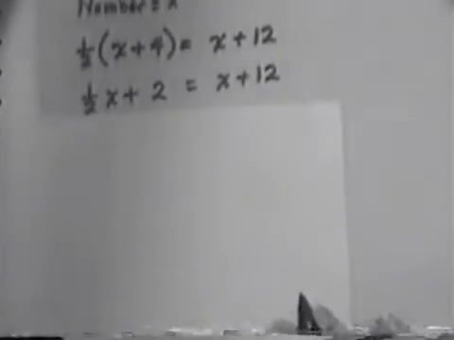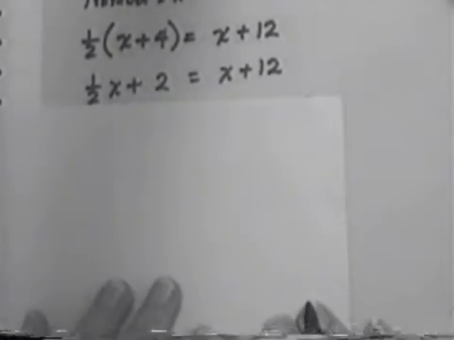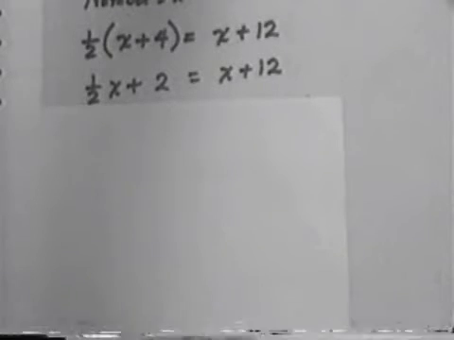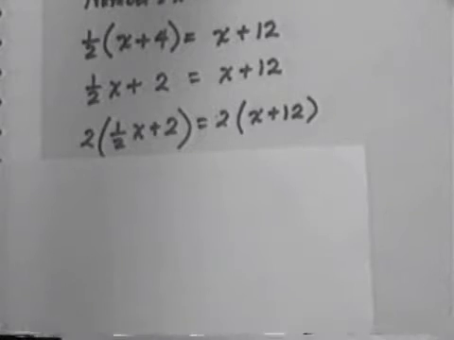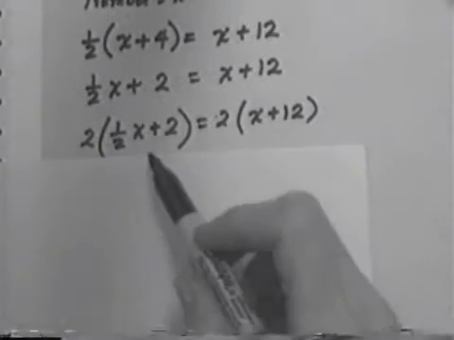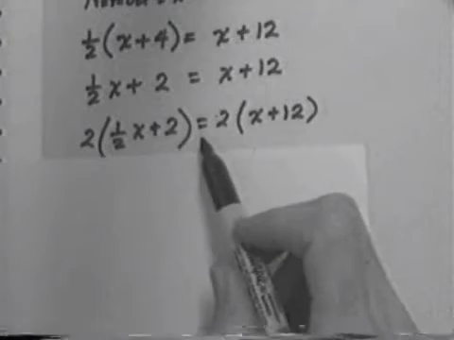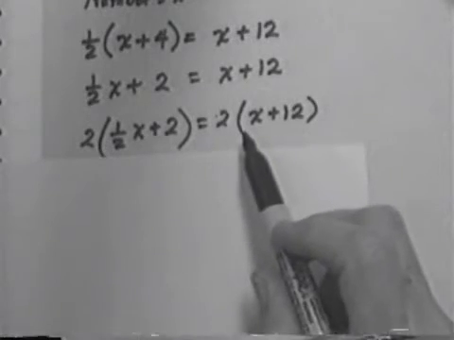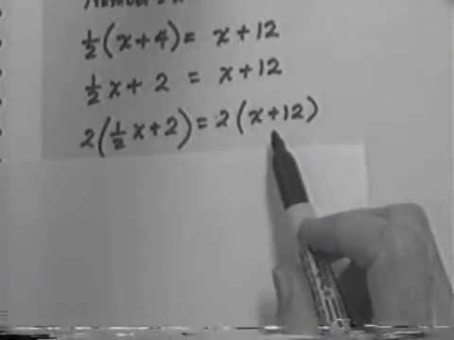Now, noticing that I have a fraction in the problem, I'll eliminate the fraction by multiplying everything by the common denominator, which is 2. And so on both sides of the equation, I'll multiply by 2. That gives me 2 times the expression 1/2 X plus 2 is equal to 2 times the expression X plus 12.